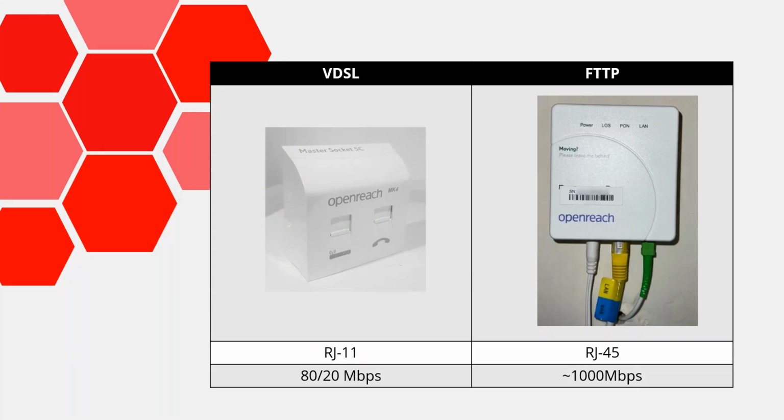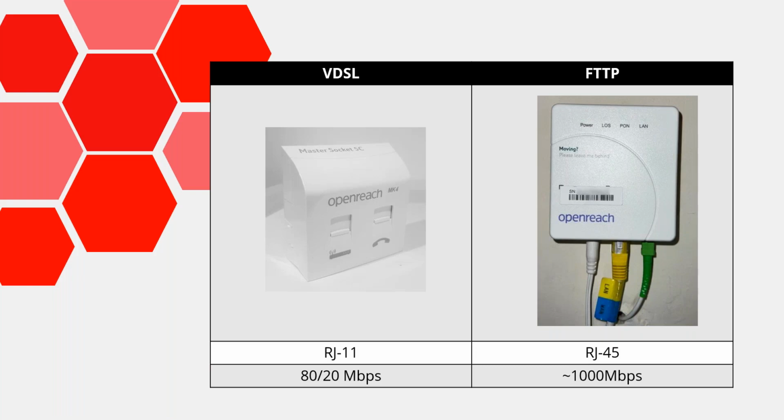If you are not sure what is currently installed in your house, have a look at the picture on the left. If a similar Openreach telephone master socket box is on your wall, it is likely that there is a DSL service that offers speeds of, on average, 80 by 20 megabits per second. And a smaller RJ11 cable will be used to connect your DSL modem or router. So it's still based on that copper line.